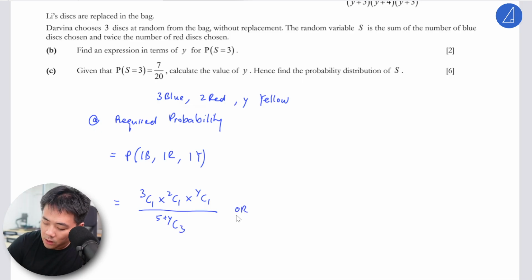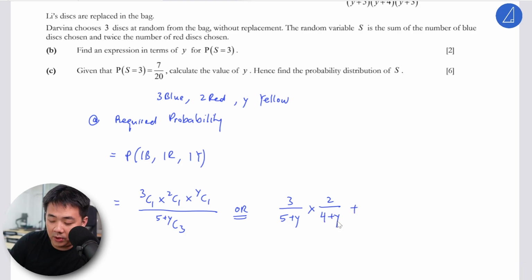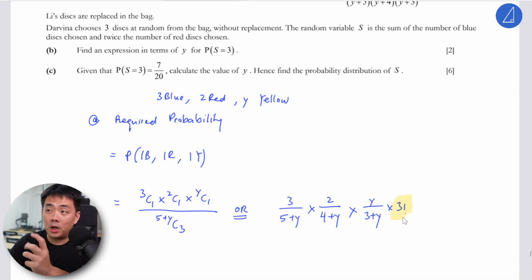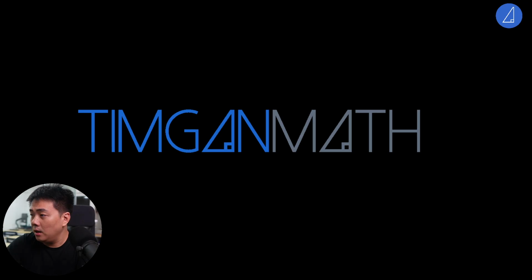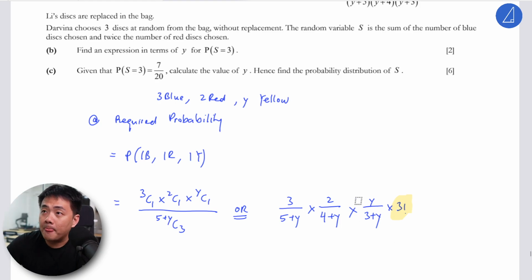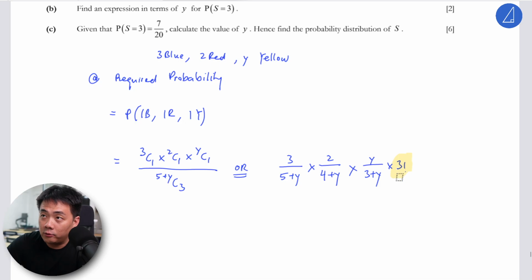Or you can just use the classical method, which is 3 over 5 plus y times 2 over 4 plus y, because it has to diminish, then y over 3 plus y. Then you must multiply by 3 factorial, because that's how you can arrange getting blue, red, yellow, blue, yellow, red, and so on. So basically the tree diagram. If you're using choose, you don't need to multiply by factorial because it will already settle itself. If you're using the classical method, you need to multiply by 3 factorial.